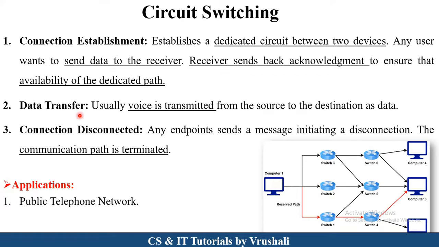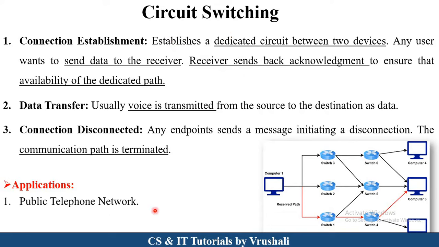Now the next step is data transfer. So computer 1 sends information in the format of voice information to computer 4 on the available path. After sending the information, computer 4 receives it, sends an acknowledgement to computer 1 and after that the connection is disconnected between these two devices. Generally, the circuit switching technique is used in the public telephone network.